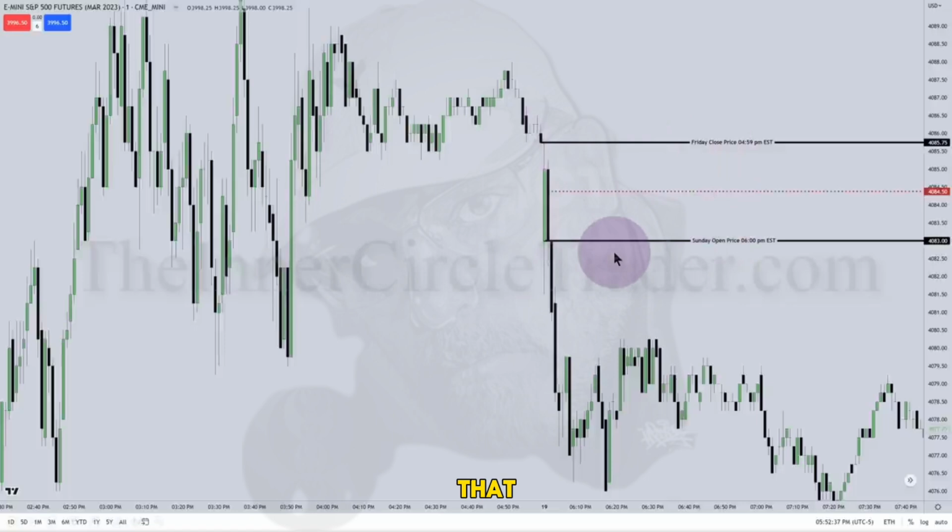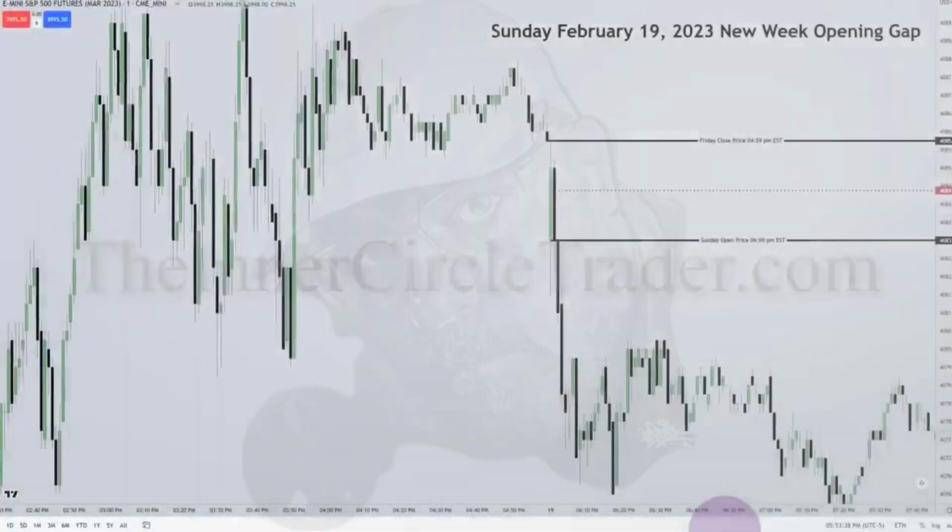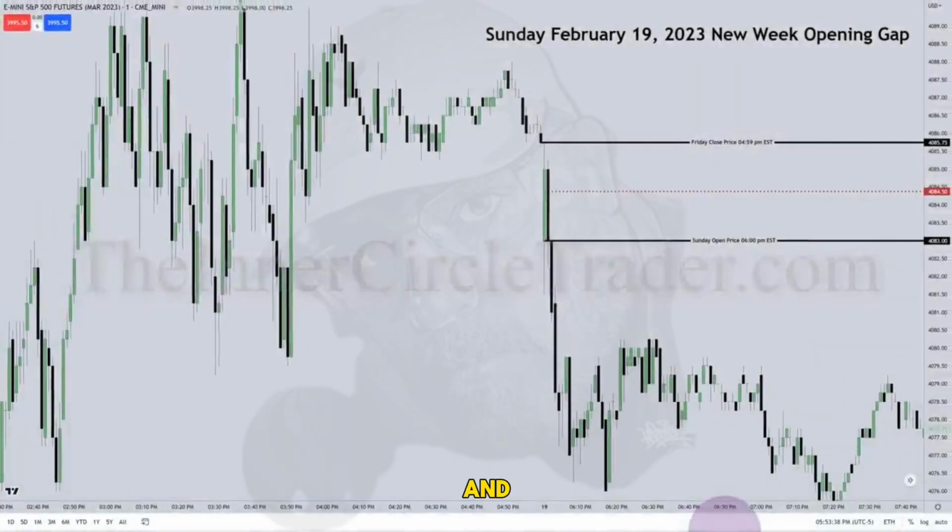But I don't like that because you may be zoomed in and you might see this level here and it might disorient you because you would expect maybe a higher level here for consequent encroachment and then the opposing level of the new week opening gap. So it's just a matter of personal preference. I don't really annotate. I'm just showing you here as a suggestion. So fully dressed and labeled here is the Sunday, February 19th, 2023 new week opening gap.